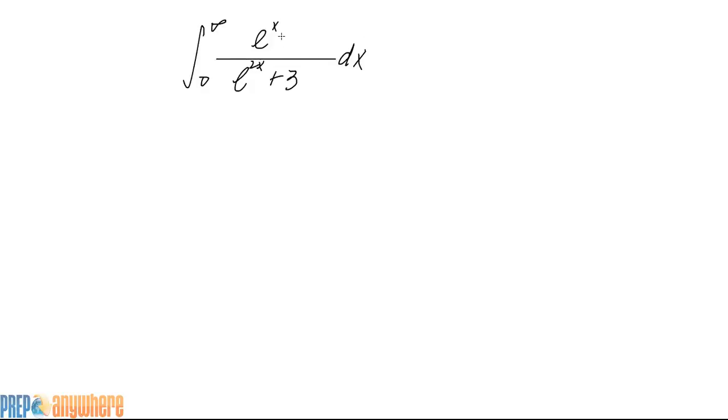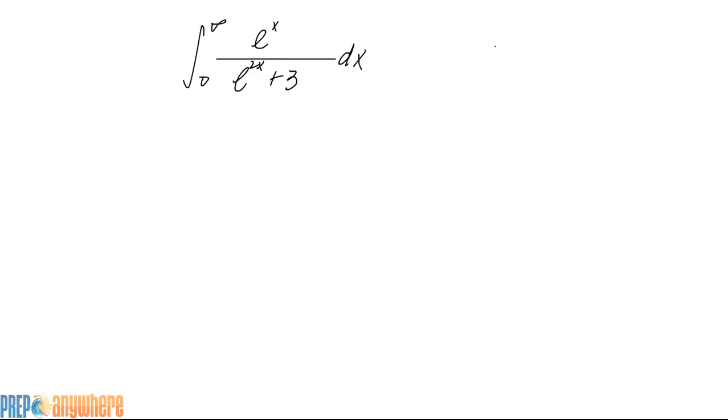Okay, so we have e to the power of x over e to the power of 2x plus 3. For this one, let's convert this in terms of u. I know that I need to convert that into u because we have e to the power of 2x and x. If this were to be u, this would be u squared. So it's a quadratic relationship there.